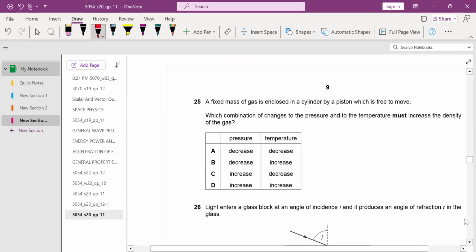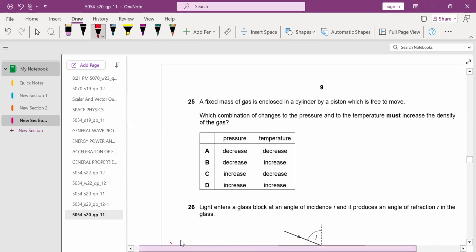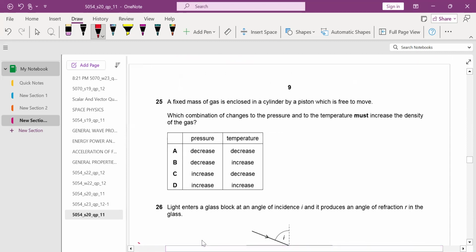Question number 25. A fixed mass of gas is enclosed in a cylinder by a piston which is free to move. What combination of changes to the pressure and the temperature must increase the density of the gas? So the density formula is density equals mass divided by volume.